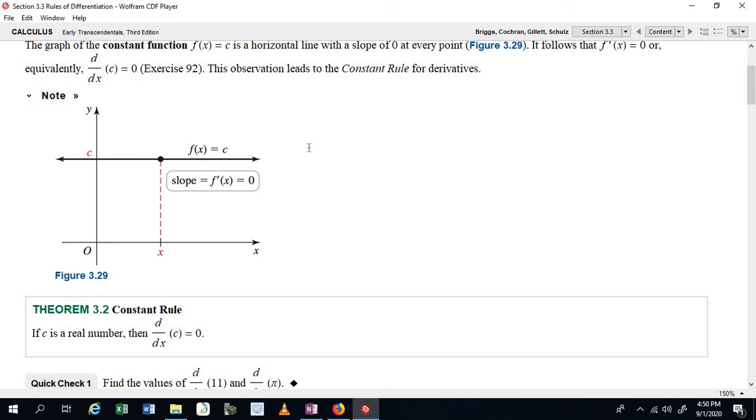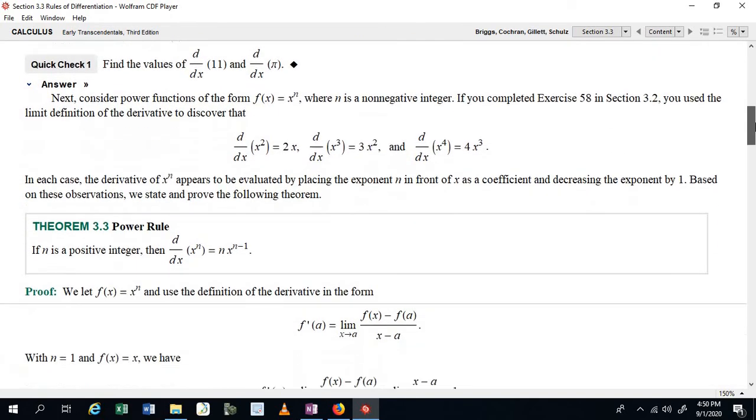Another way to think about this is the derivative also gives you the instantaneous rate of change in the function at this point x. And this constant function is not changing. That's why it's called a constant function. And so the instantaneous rate of change at any point on this constant function would be 0. Okay, so that's our first rule.